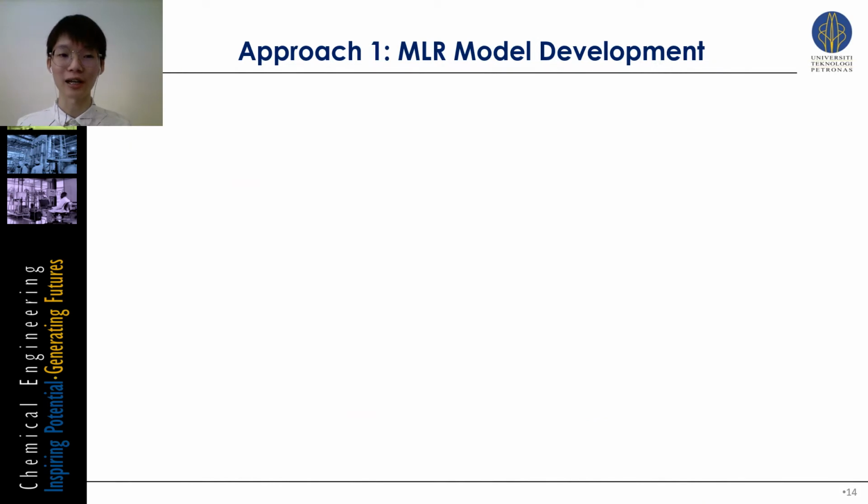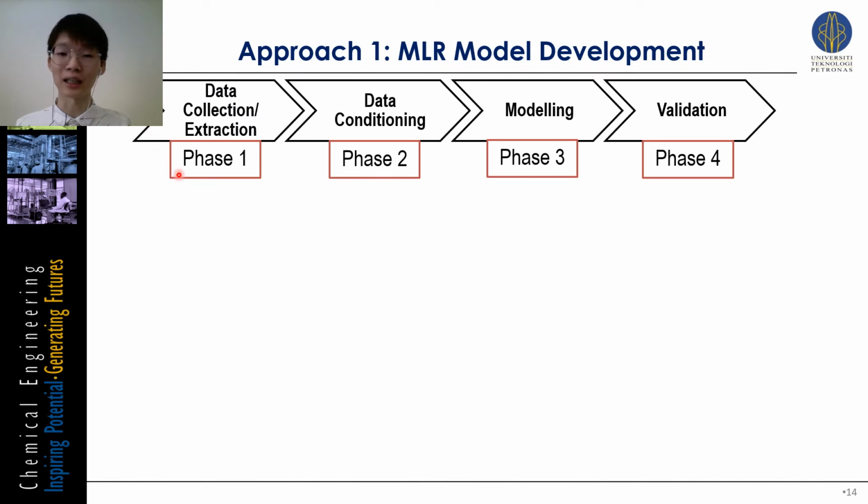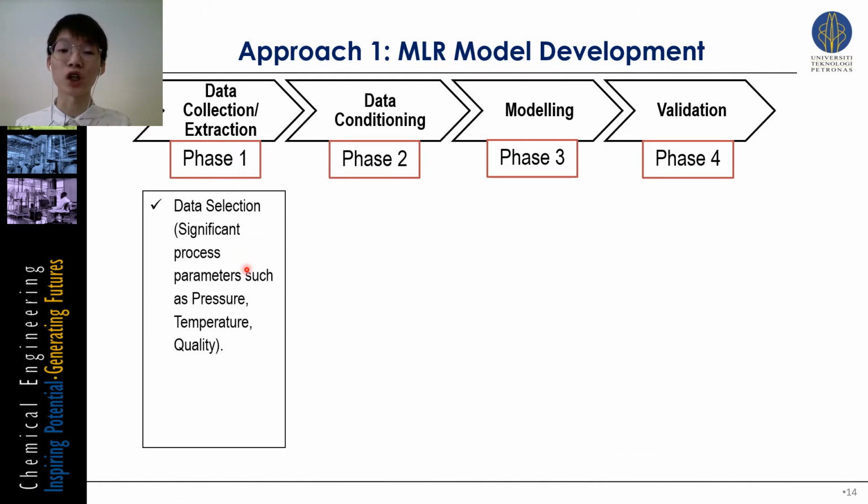Moving on next, like I've mentioned, approach 1 will be the multiple linear regression model development. In order to develop this model, I have split it into 4 phases. Phase 1 is the data collection and abstractions, followed by the data conditioning, modeling, and also the validations. For phase 1, the data collection and abstraction, basically I collected and extracted the important data that I obtained from company A.